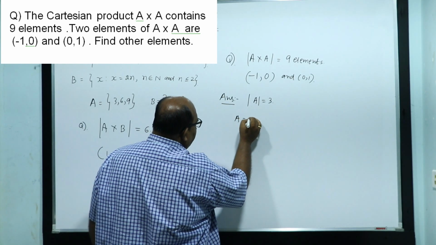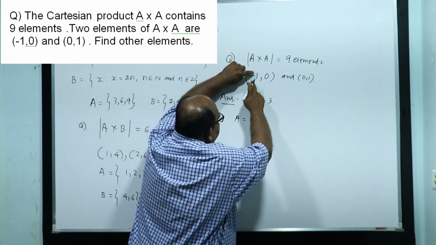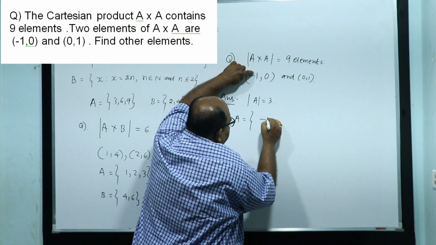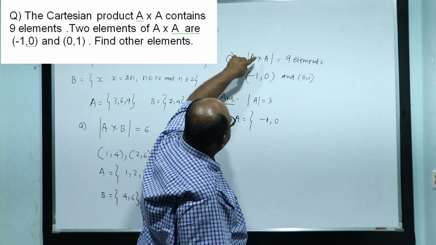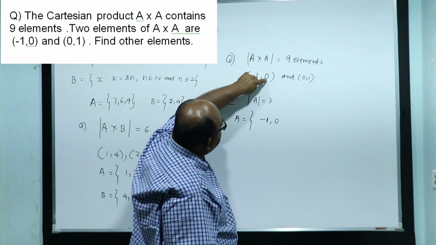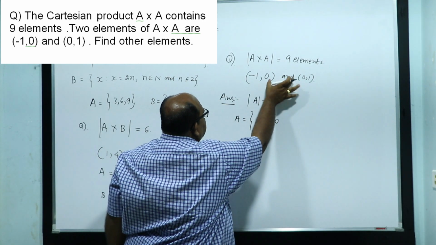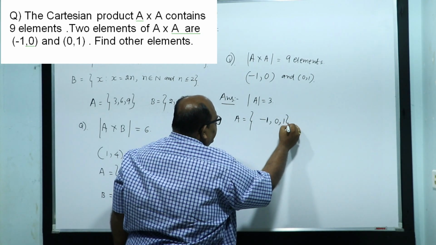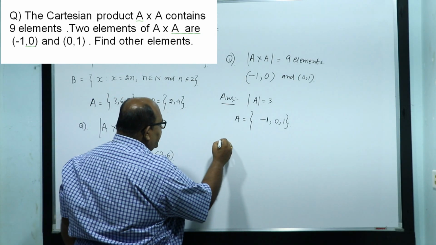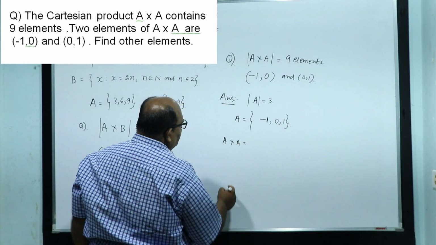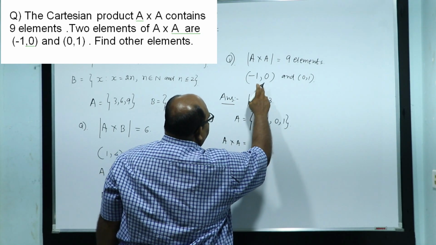Now, what are those elements of A? Look into the ordered pairs. I can say that -1 and 0 are present in set A, because the first elements belong to the first set A. Similarly, the second elements are 0 and 1, and they are also present in set A. So set A contains 3 elements: -1, 0, 1. Now we can find A into A, and what is the answer? The answer is all the remaining 7 elements apart from these.